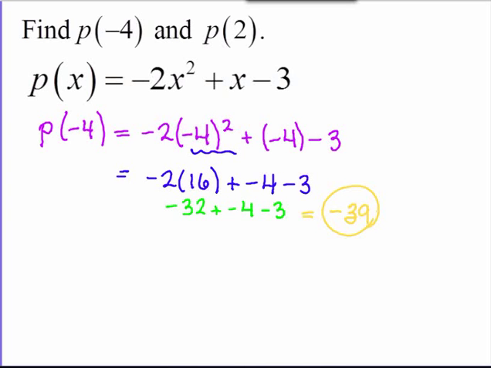Okay, I want you to do P of 2 right now. I want you to find for me what P of 2 is. When you get your answer, I want you to go ahead and type it into the expressions. Okay, so I want you to find P of 2. Shouldn't take you that long.